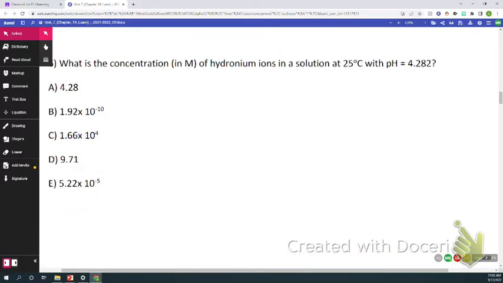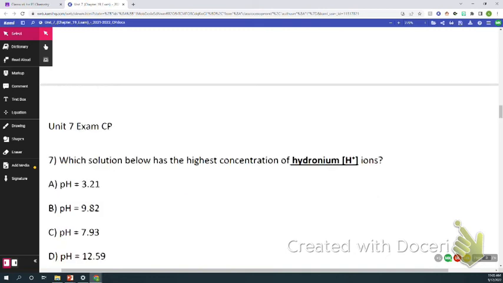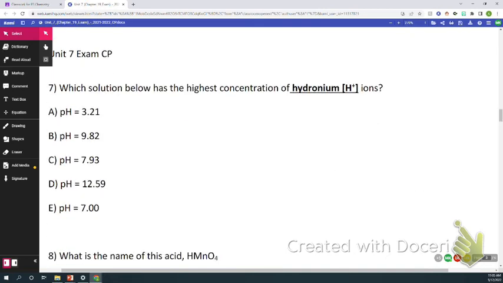All right, so that's number 6. Number 7. There are several ways you can do number 7. You can do it conceptually by really thinking carefully, or you can actually calculate. Which solution do you think has the most H plus? Hydronium ions are the stuff that stings you. It's the stuff from acids.